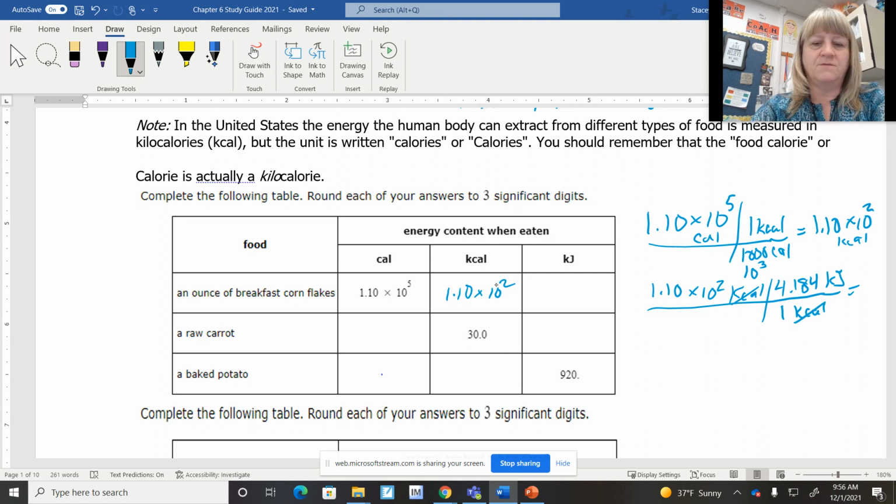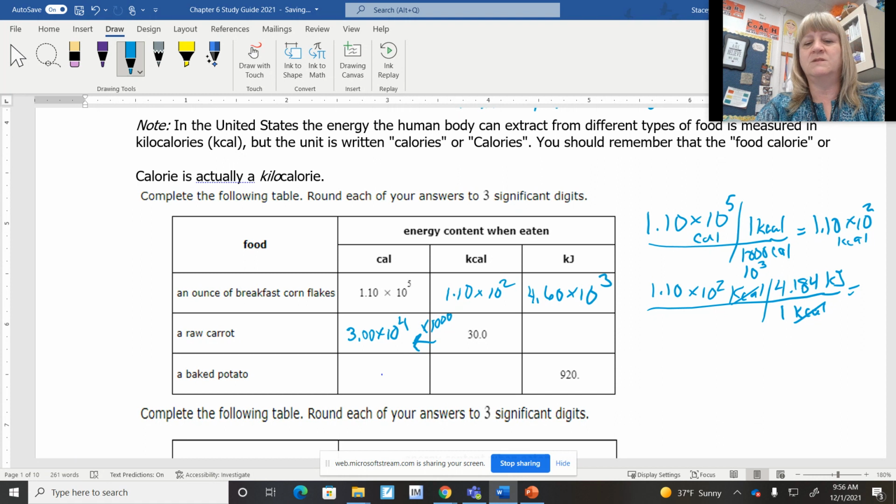Again, to 3 significant figures, 4.60 times 10 to the third. Okay, and then you can start here at kilocalories and go backwards. So if I have that many kilocalories to go this way, I'm basically going to times by 1,000. So I'm going to end up with 3.00 times 10 to the fourth.